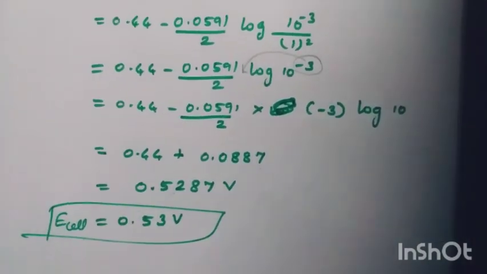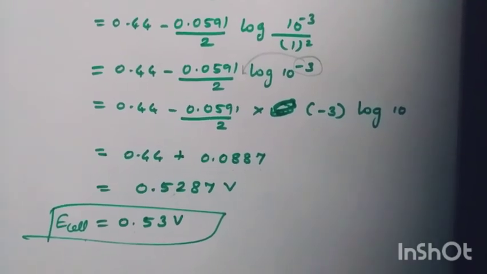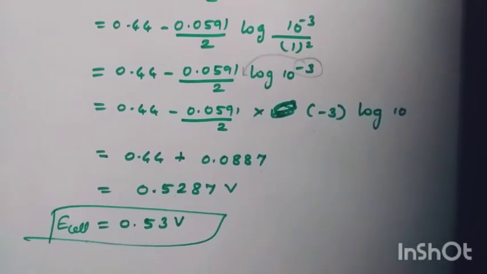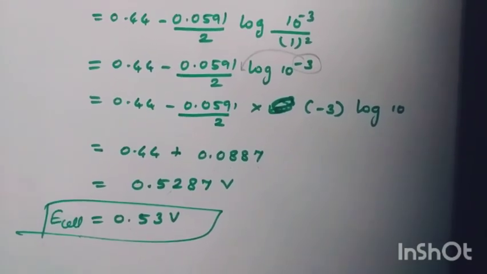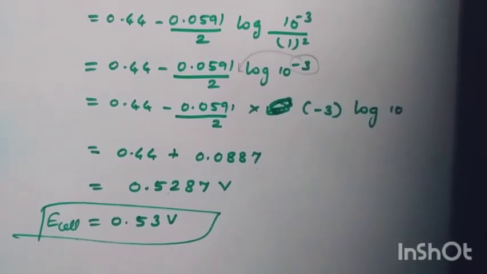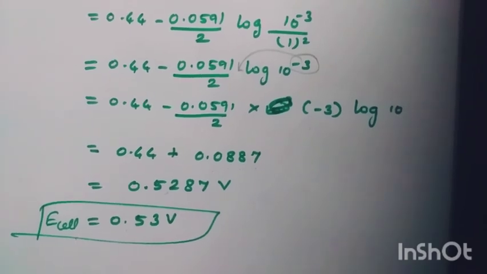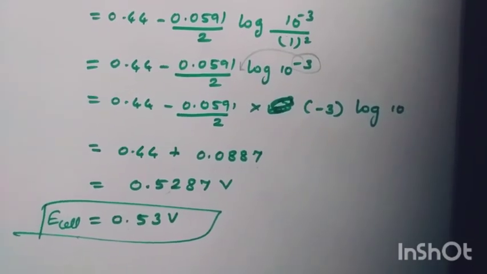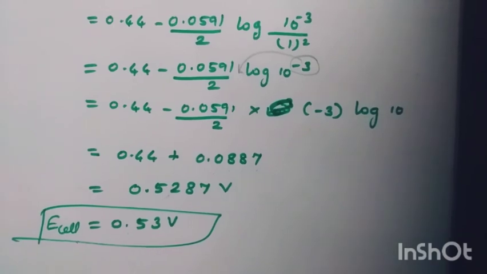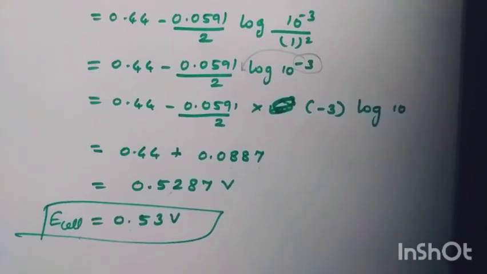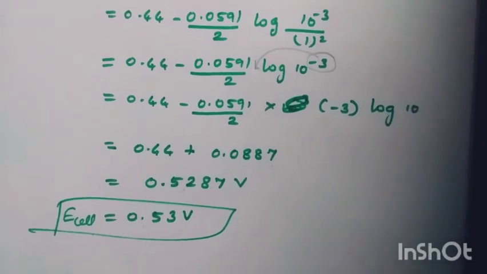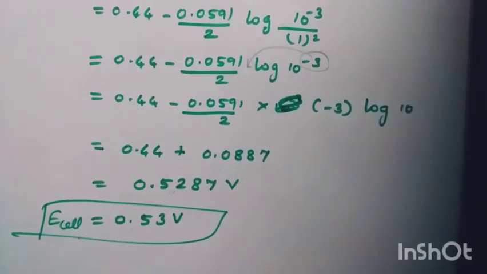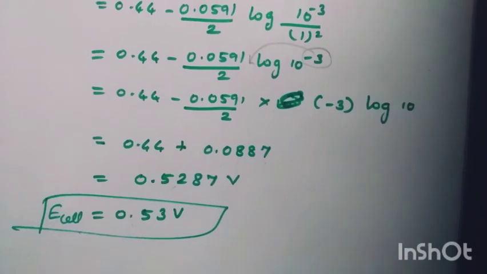discussing the Nernst equation. What is the Nernst equation? It is used to calculate the E naught of the cell and the EMF of the cell. The EMF of the cell can be calculated only by the Nernst equation, and the E naught can be calculated using the cathode minus anode formula.